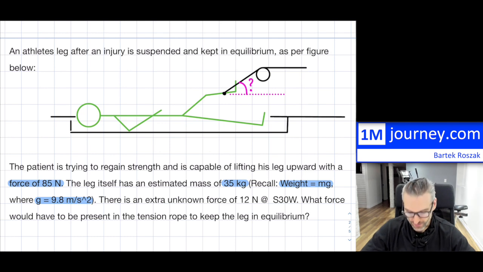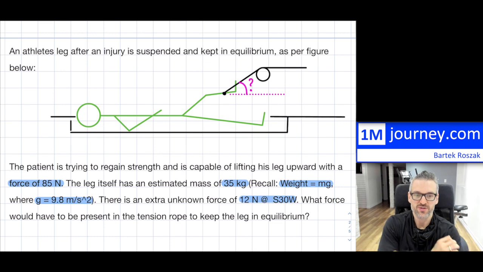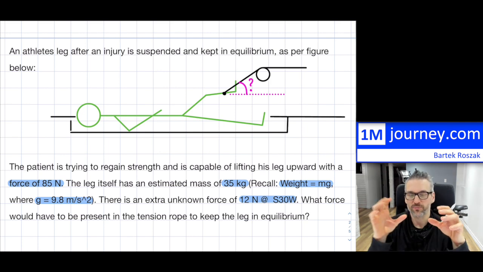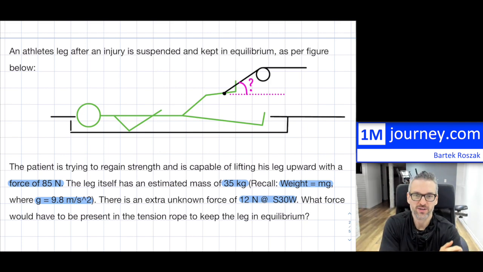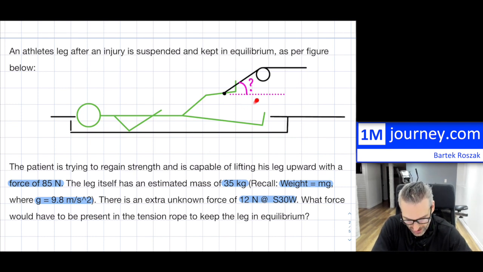Now, for whatever reason, there's an extra unknown force here: 12 newtons at south 30 degrees west. And our interest is to find out what force would have to be present in the tension rope to keep the leg in equilibrium. We need that force, and we also have to find the angle, the question mark you see there.